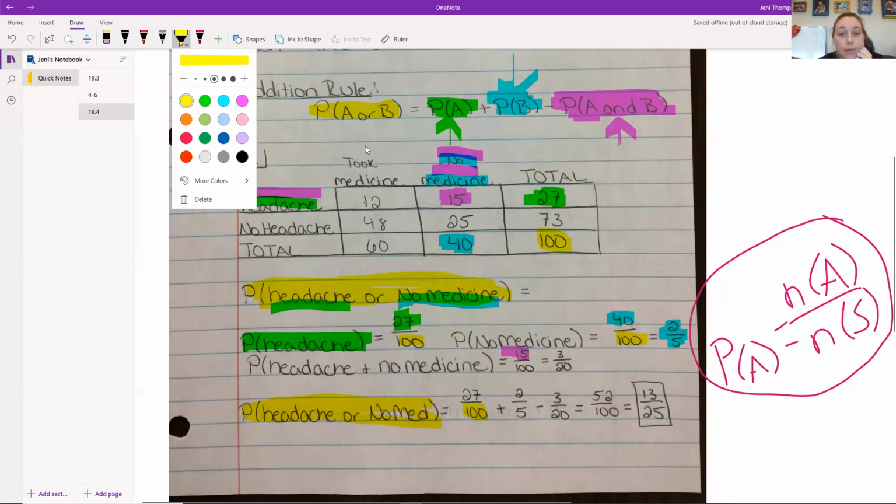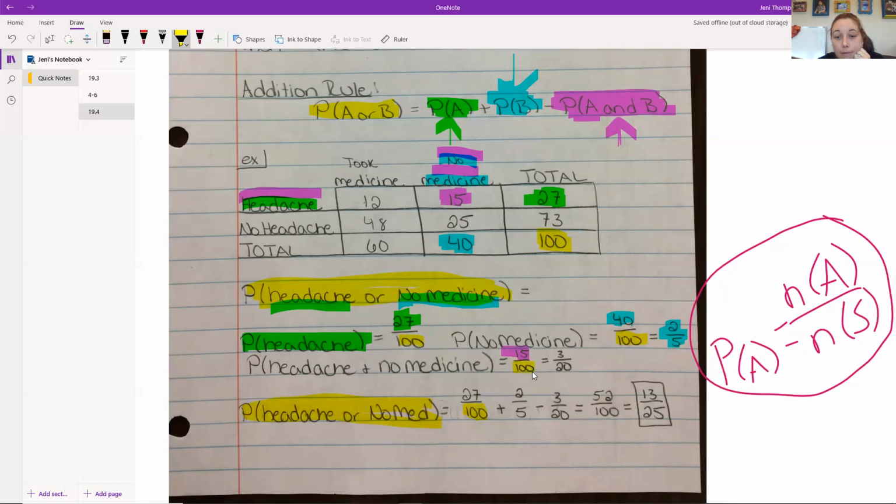Let me highlight that 100. 15 out of 100, or 3/20. Okay, now that we have all of the pieces of our formula, the probability of A or B happening is the probability of A, which was 27 over 100, we got from there. The probability of B was 40 over 100, which is 2/5, we got there. And the probability of headache and no medicine is what we subtract, which we got from there.